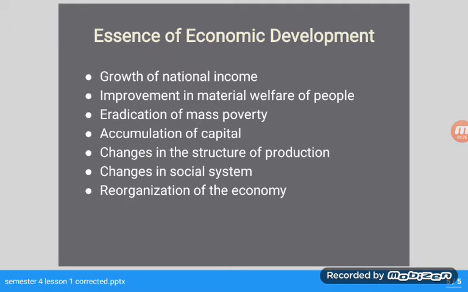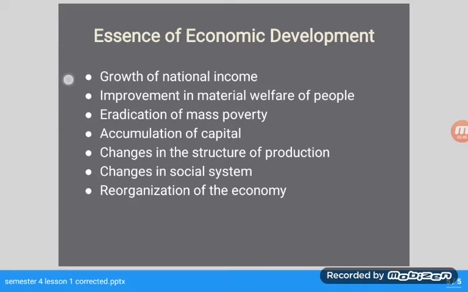Now over here I have compiled a few points. These are basically things which are going on when a country is going through the phase of economic development. The first one is obvious. Whenever a country is developing economically, it's earning a lot of income. So we see growth of national income.